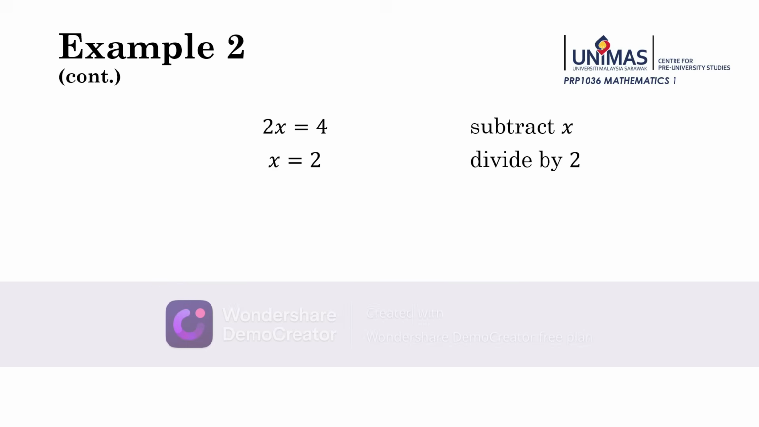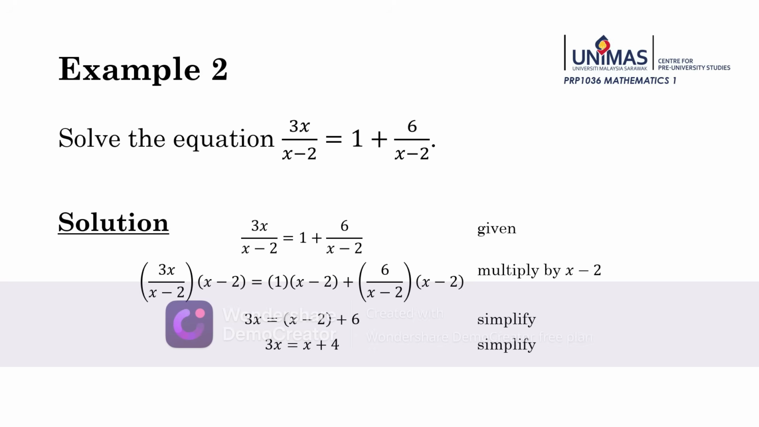So what is meant by not permissible? Let's look at what happens when we substitute x equal to 2. Your denominator is x minus 2. If you substitute 2, you will get 2 minus 2, which will give you 0.